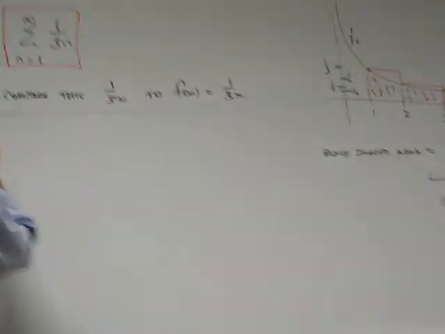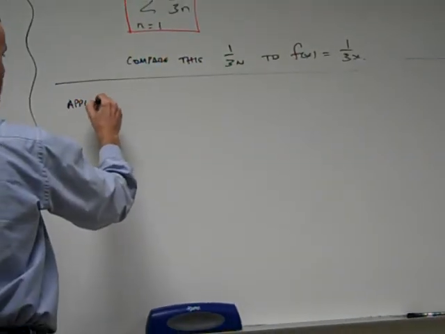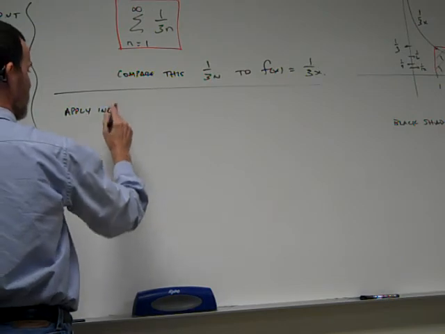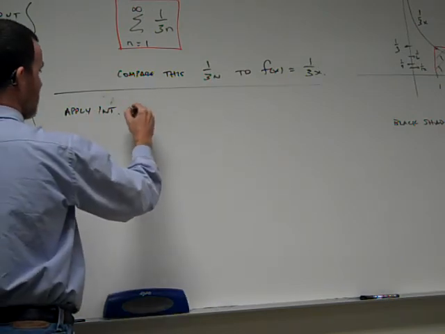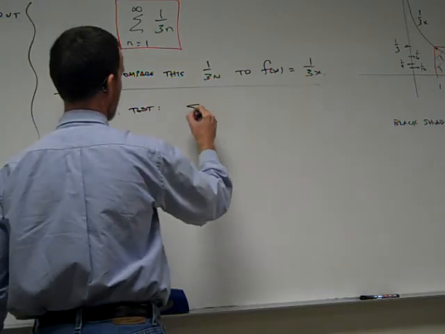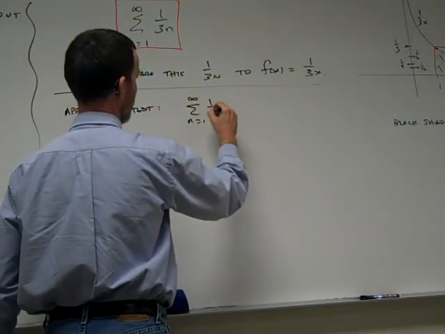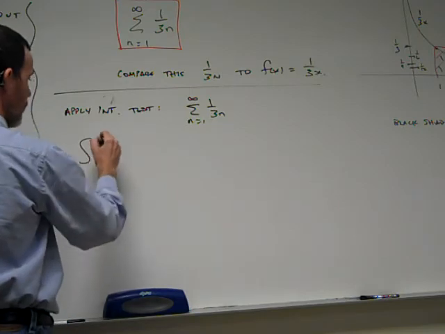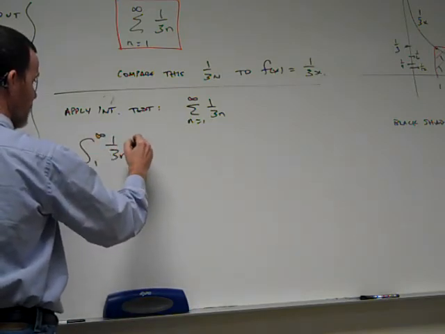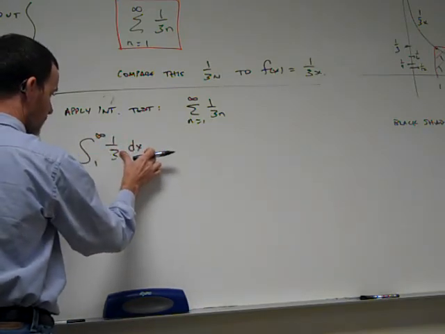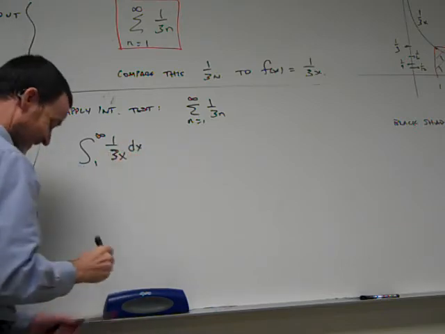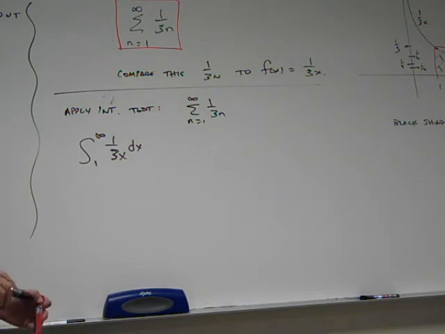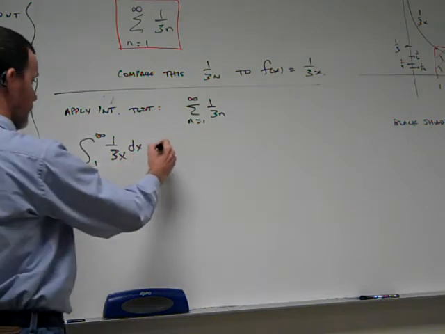So now I'm just going to apply the integral test to the sum n equals 1 to infinity of 1 over 3n. Okay? Integral 1 to infinity of 1 over 3x. Oops, x. Gotta change it to x's. We cannot integrate with n's. Mess us all up.